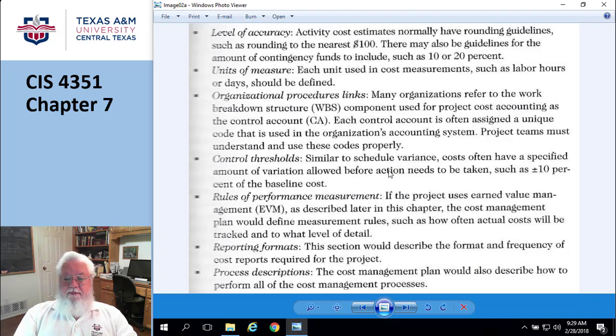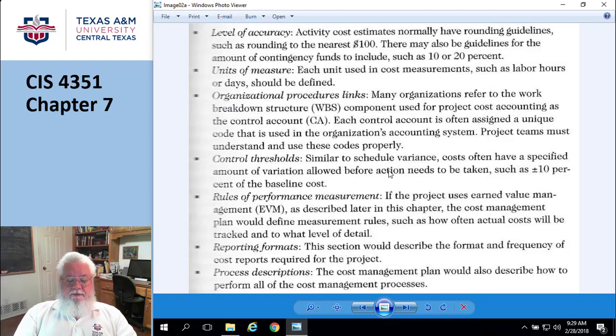Reporting formats and frequencies. Yeah, you need to know how you're going to report your costs. Do the budget people want some sort of a thing so they can bill the customer? If this is a third-party organization, they're going to bill the customer once a month, maybe? I don't know. So what's their procedure for recording those things? What's the frequency? Do they need it daily, monthly, weekly? And then, of course, the last one is the process descriptions. Your cost management plan should define an awful lot of terms associated with what it is you're doing.